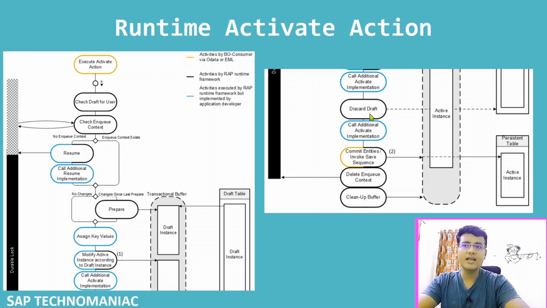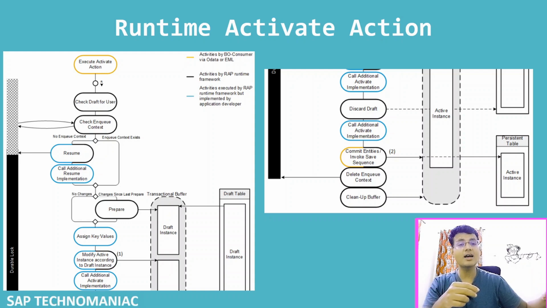Once it is called, your existing draft, whatever you have, you will discard, because you have copied that draft data, so you discard it from the table. This discard is another kind of action. Within the activate action, we are calling three actions: one is the resume action, another is the prepare action, and the third is the discard action. The discard draft action will discard the draft from the draft table, and if you have some additional implementation during the discard, that also will be called. And finally, when the commit entities statement is triggered, it will call the save sequence.